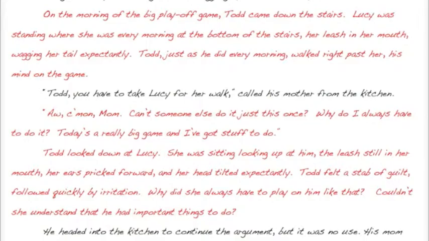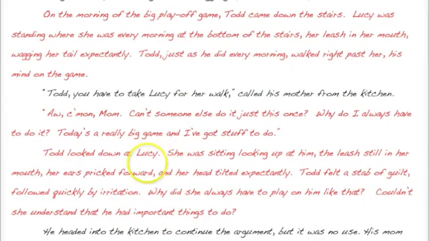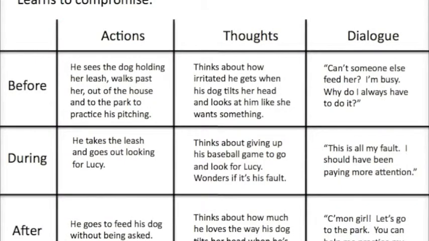And then finally, dialogue. What could he say? What can I have this character say that will show that he is self-absorbed and only thinking about himself? "Can't someone else feed her? I'm busy. Why do I always have to do it?" And that shows up in the story here. "Come on, Mom, can't someone else do it just this once? Why do I always have to do it? Today's a really big game and I've got stuff to do."